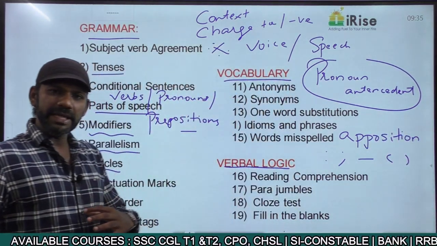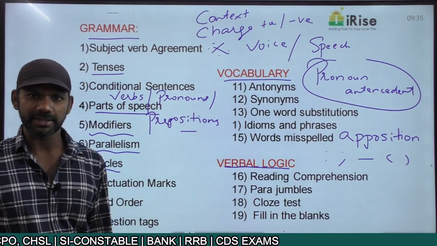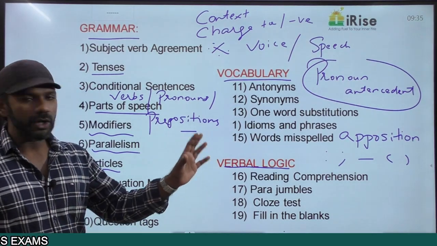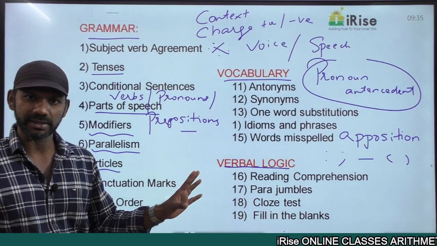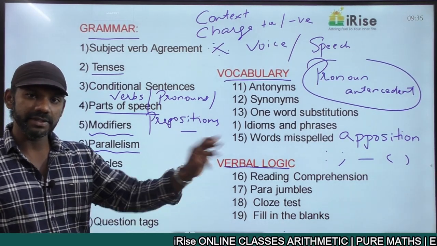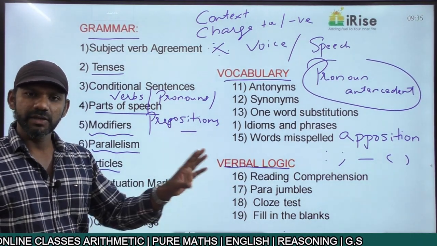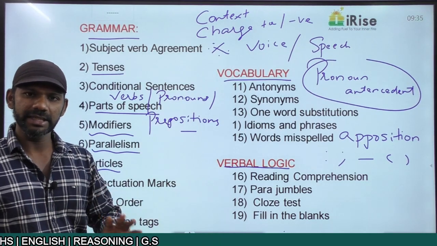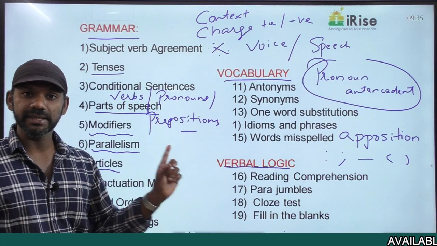A-P-P-O-S-I-T-I-O-N. You know what the meaning of opposition? Opposition means something that is against or opposite. Apposition means something that is supporting. So colon, semicolon, hyphen, brackets, these four punctuation marks are termed as appositions. Now, what comes after an apposition explains what comes before the apposition. So if you are not able to understand the first part, just read the second part. Similarly, if you're not able to understand the second part, just read the first part. Because the second part explains the first part.